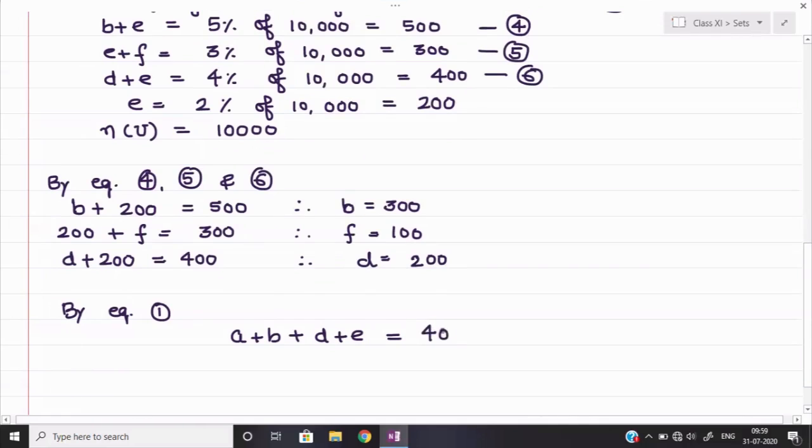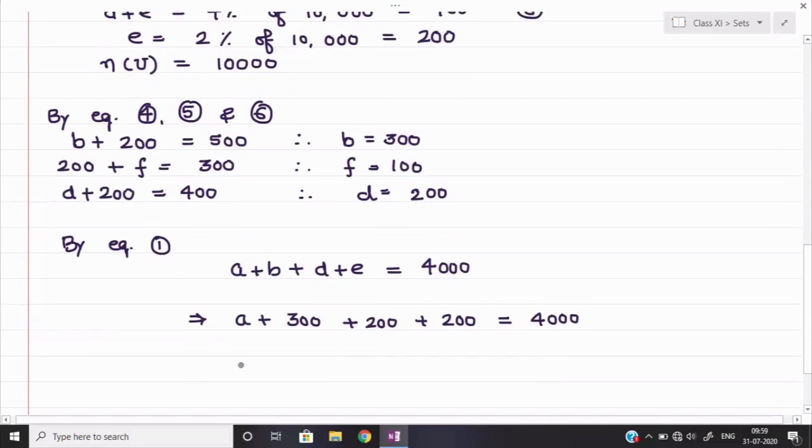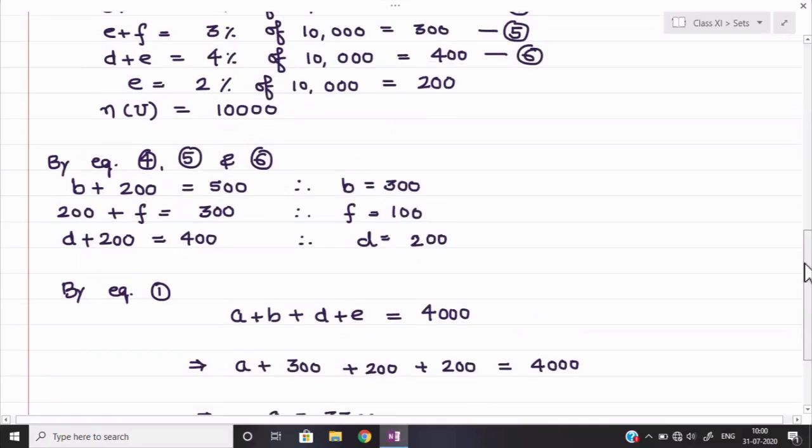Now in this equation I will keep the value of A as it is. Value of B I have 300, D I have 200, and E also I have 200, is equal to 4000. So I can say that value of A will be equal to 3 plus 2 is 5, plus 2 is 7. So I think value of A will come 3300.